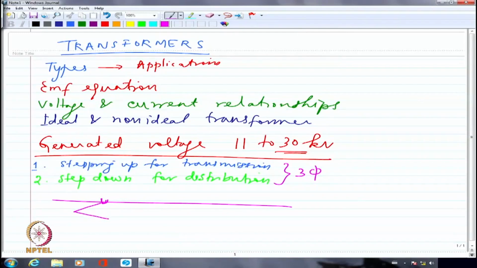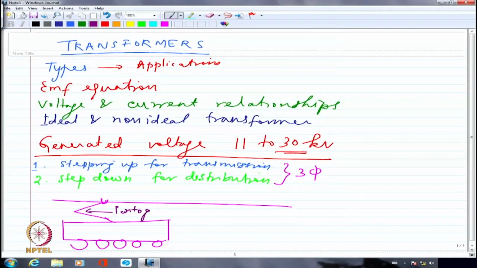So this is actually your train, let us say. Okay? These are the wheels. I am just arbitrarily drawing a diagram, basically to represent. So this particular thing is generally known as the pantograph. This is the pantograph.